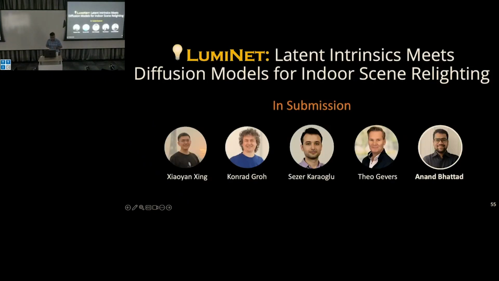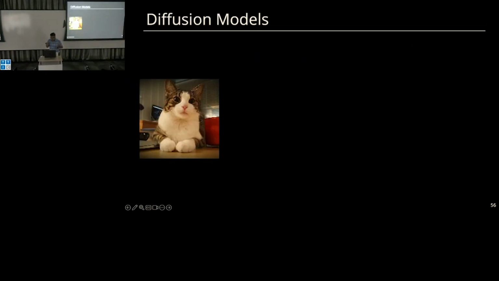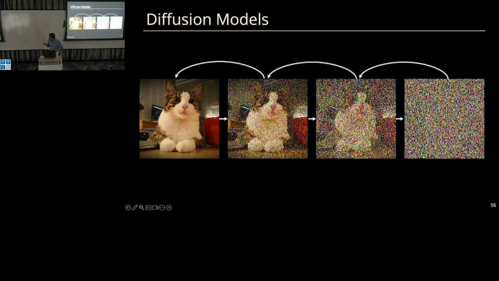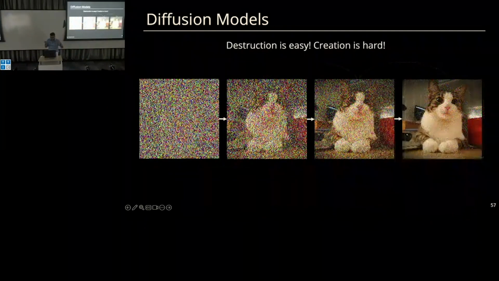So here is a follow-up work where we combine this latent intrinsic representation with the powerful image diffusion model to relight indoor scenes. Unlike generative adversarial networks, in diffusion models we start from a simple image, noise it multiple times, and then we recover the original image back. It's based on the simple phenomenon that destruction is easy and creation is hard. So if a model learns to create these images, then it learns powerful image representations.